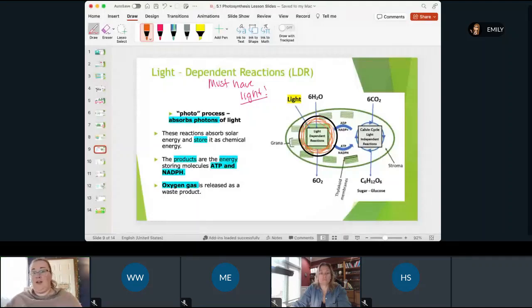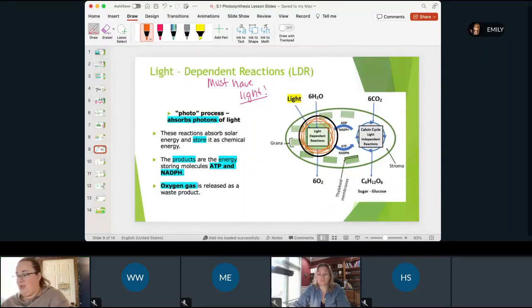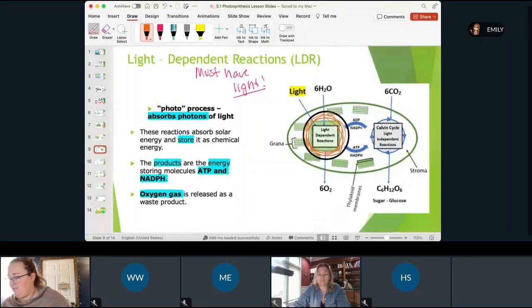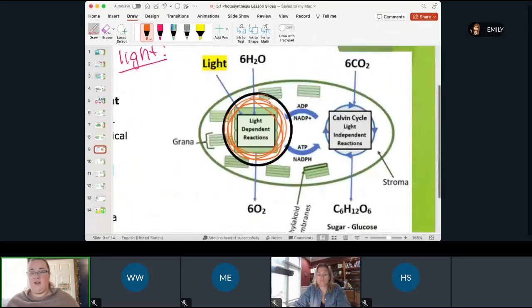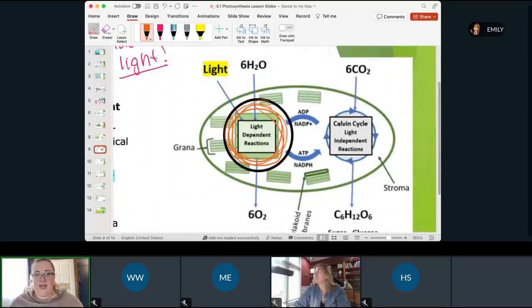So what are the two reactants that you see entering, or inputting into the light dependent reaction? Remember, you have a little plus sign that you can zoom in on. I can zoom in here too, maybe. What are my two inputs? Okay, look at the arrows. What two things are going into this reaction on the left side of this picture?